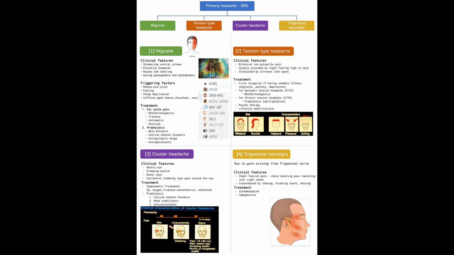If there is compression, traction, or inflammation of the cranial or spinal nerves, headache can happen. If there is spasm, inflammation, and trauma to cranial and cervical muscles, headaches can also happen.